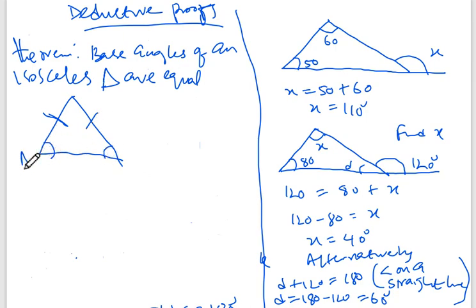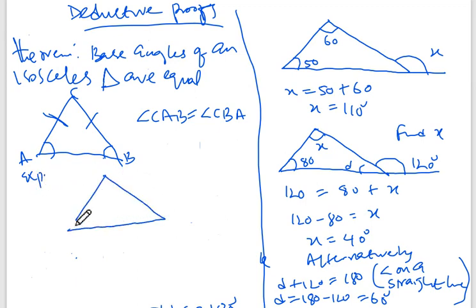So if you have A, B, C, angle CAB, A is at the center, is equal to angle CBA. So this angle is equal to this angle. So if you have, look at this example, if you have this, let's assume this is 40 degrees, and you have to look for x, or you have to look for this angle.